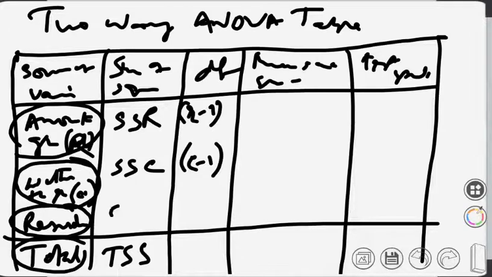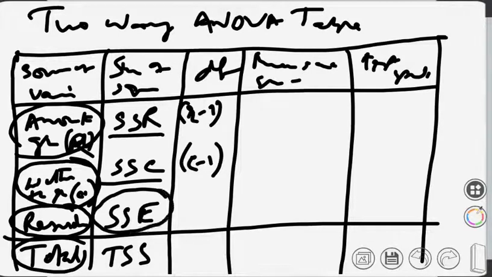And okay, I have missed one thing. If this is SSE, whatever is not explained, whatever difference there will be, is SSE. So in the sum of squares column there will be 4 elements. SSR is sum of squares for row, SSC is sum of squares for column, and TSS means total sum of squares. Whatever is the unexplained part is the SSE, sum of squares for error, or sum of squares for residuals. So that is SSE.